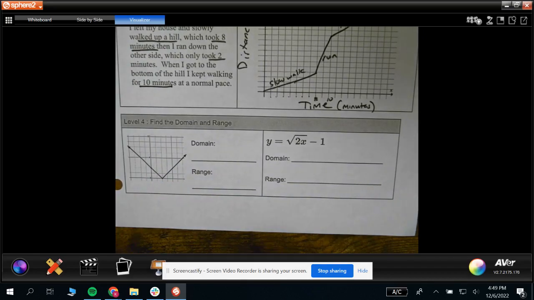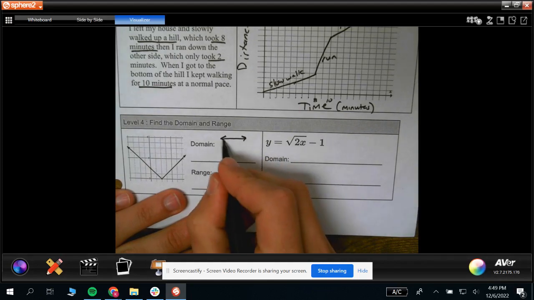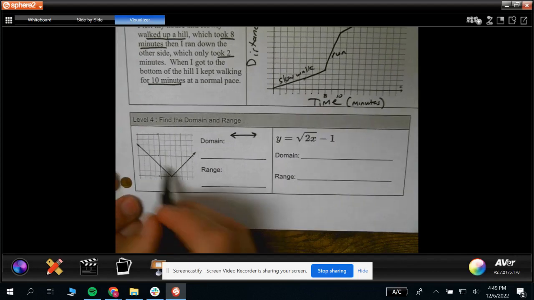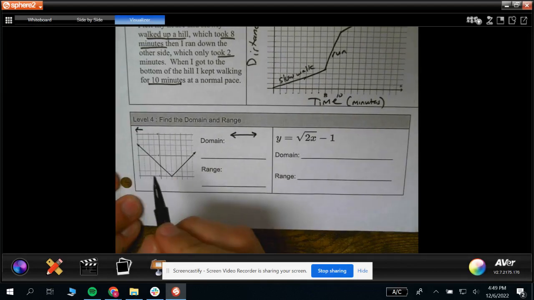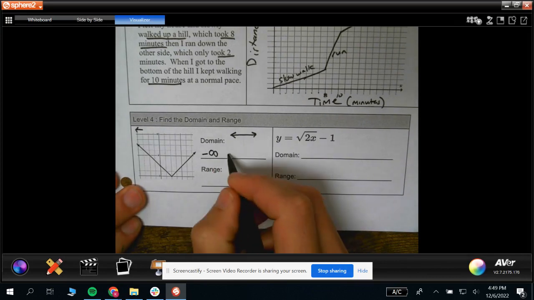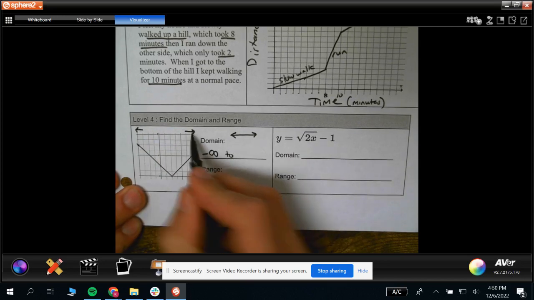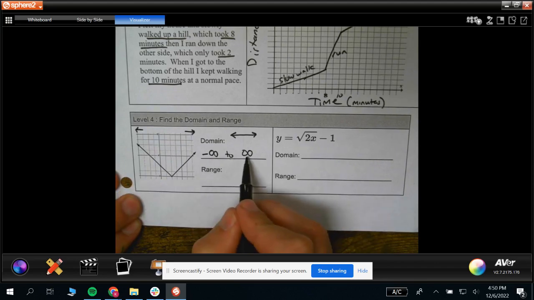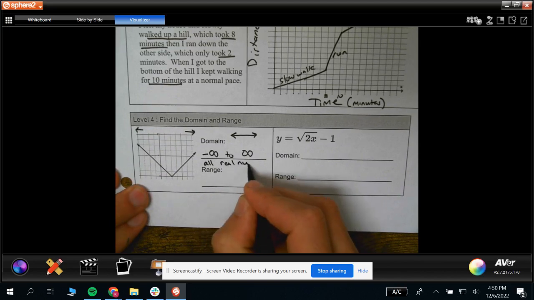Domain and range. Domain is the possible x values of the function, of the equation. Domain is left and right. So what do we see here? We go from the furthest left to right. So the furthest left this function goes, there's an arrow on this side. That means it goes to negative infinity. I look to the right side, I see another arrow. That means it goes to positive infinity. So our domain is negative infinity to positive infinity. Another way to say that is all real numbers.